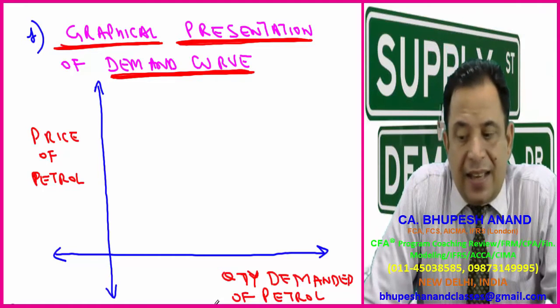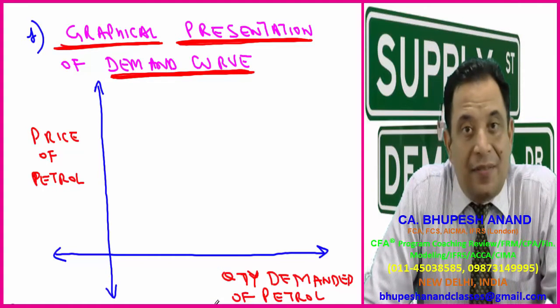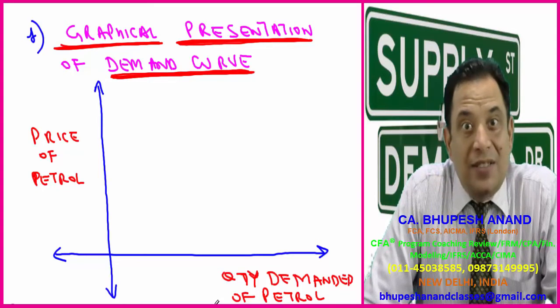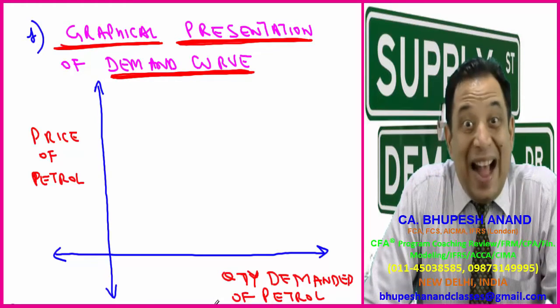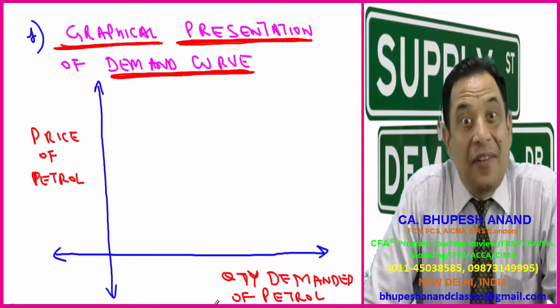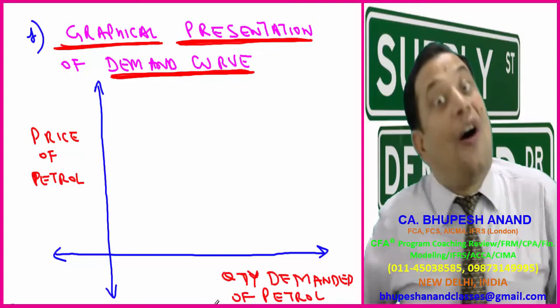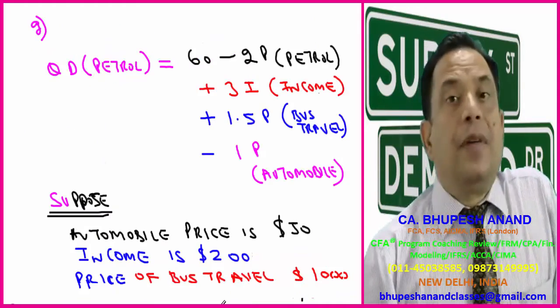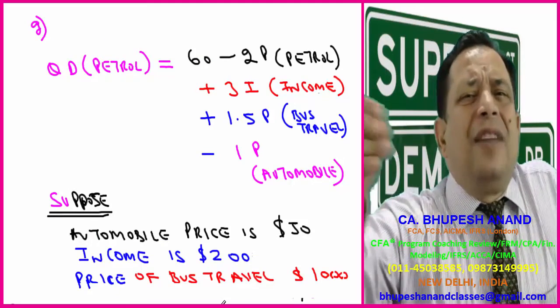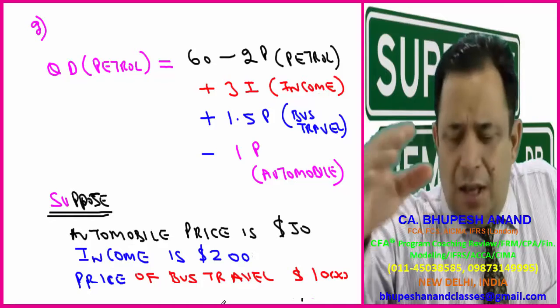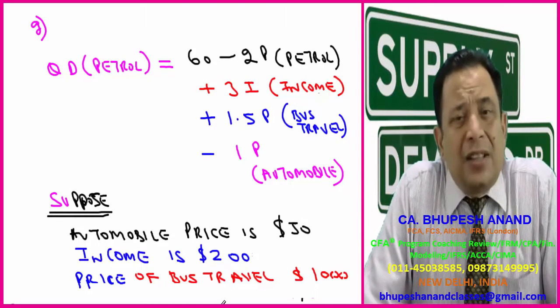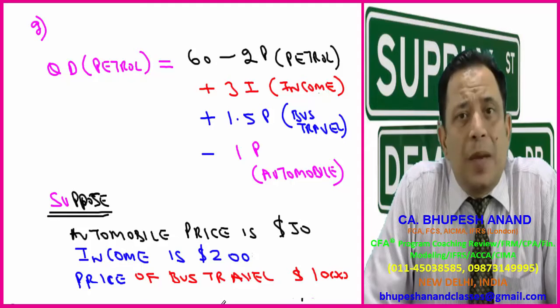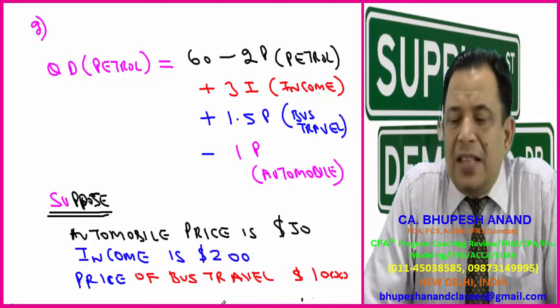Just see in the x-axis, I have written quantity demanded. No doubt it is a dependent variable, but in the curve I will always relate quantity demanded as independent and the price of petrol as dependent, and that's why I have taken the inverse of the demand function. Why I am doing it, I will be telling you within 1 minute. I have just assumed one figure so that I can relate the things. Quantity demanded of petrol. I have written the function just 2 minutes back: 60 minus 2p plus 3i plus 1.5p minus 1p.